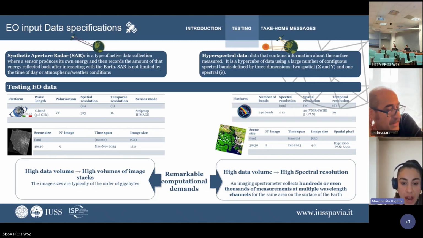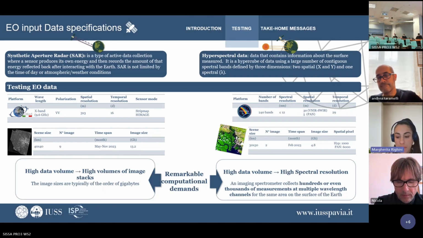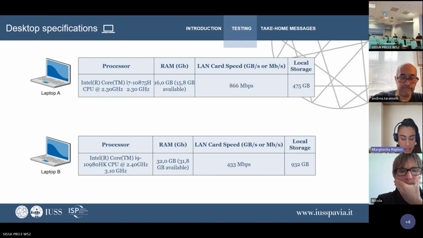The hyperspectral data are represented by a hypercube of data using a large number of continuous spectral bands, defined by 3 dimensions, 2 spatial and 1 spectral. Specifically, PRISMA data are characterized by 240 bands. That again means high data volume and high computational demand. So I give the floor to Serena to illustrate the testing architecture and then the preliminary results.